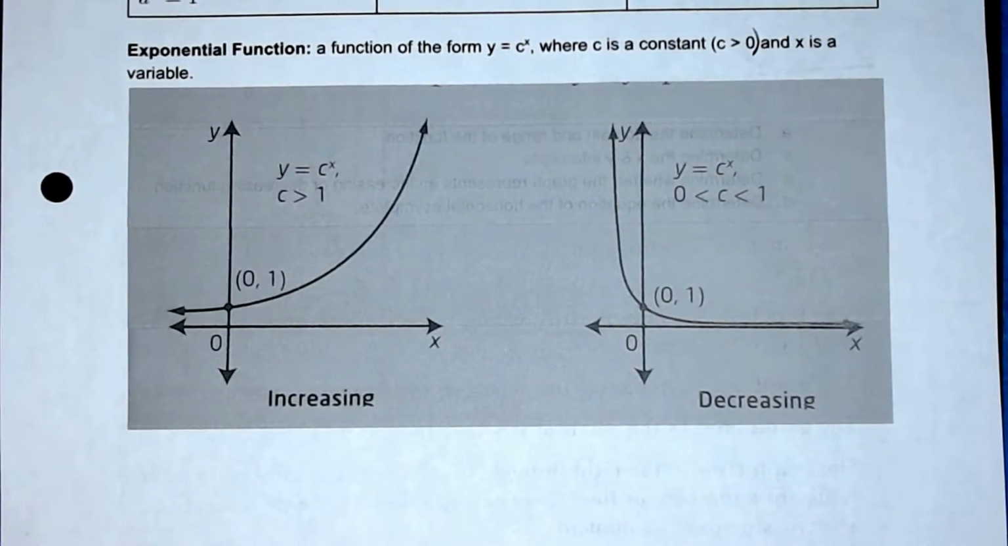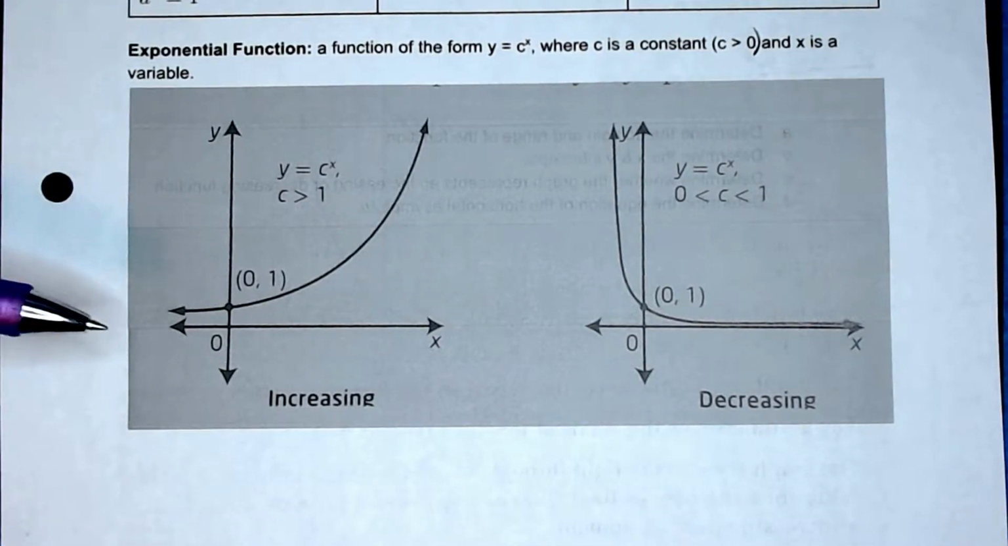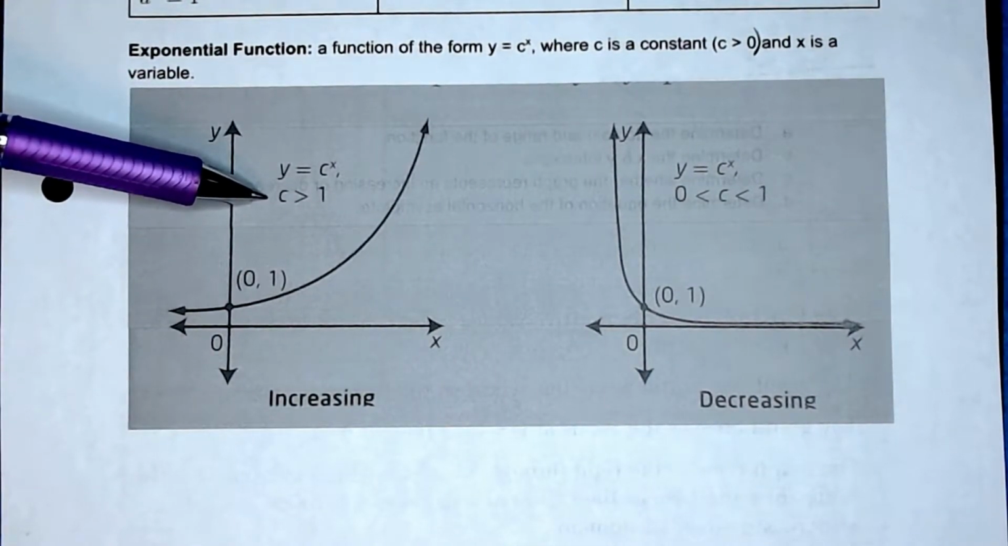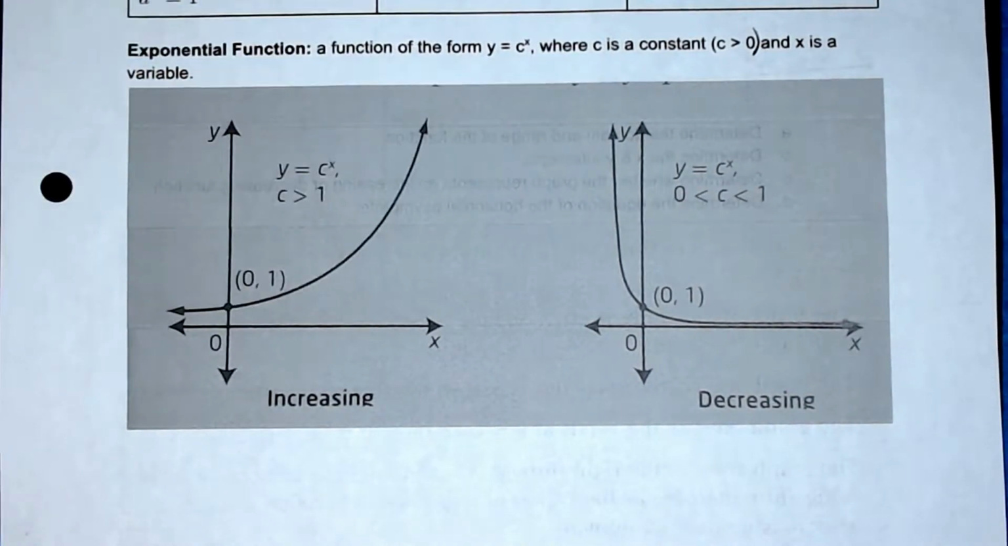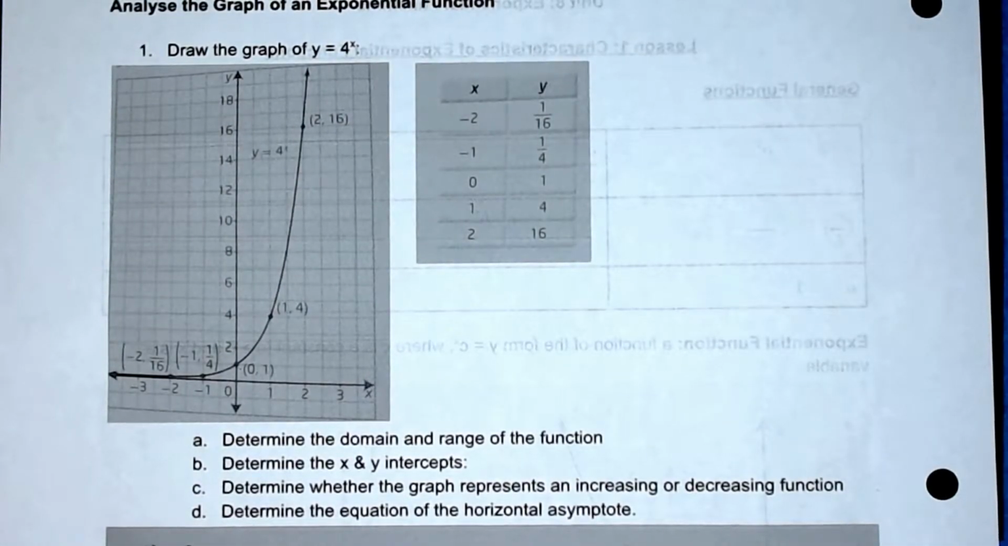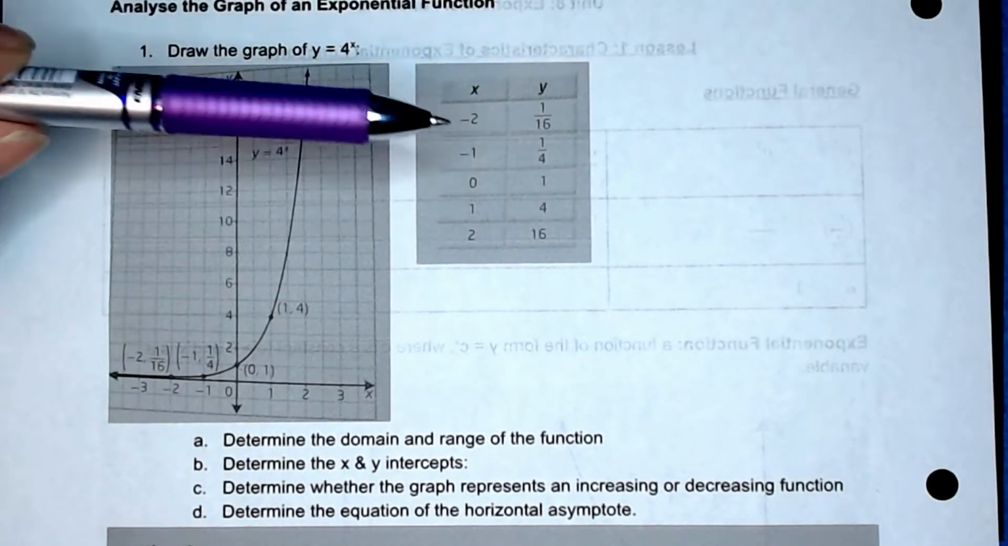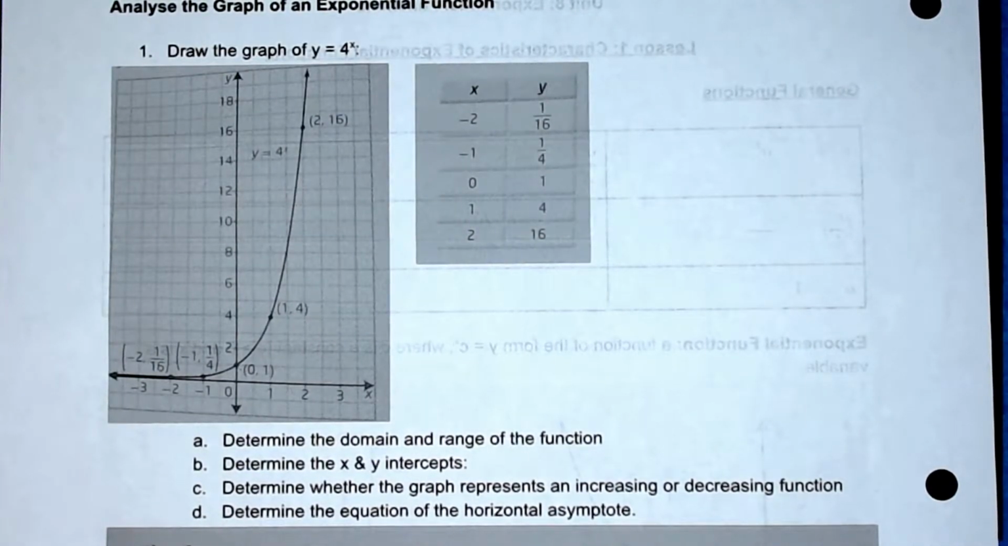You want to look at the behavior of the graph on the positive side of the x-axis. Is it going down or up? That will tell you whether it's decreasing or increasing. Notice that in the increasing functions, c is greater than 1, and in the decreasing functions, c is between 0 and 1, so it'll be a fraction. So our first graph, y is equal to 4 to the power of x. The x is the thing that's changing, and there's a little chart here that shows you the mapping points for this function.